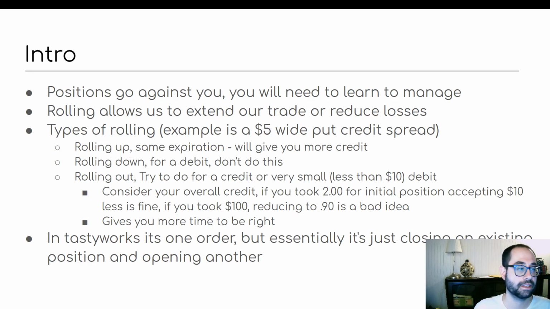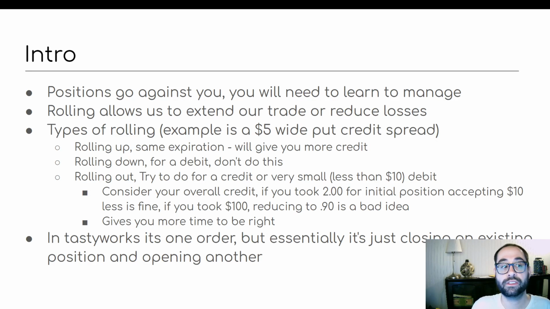And an example here, real quick, is if you sold a put spread, that means you want the stock to go up, and the stock does go up. It goes up $100. You might want to consider rolling that up to collect additional premium with the anticipation that the stock will continue to go up. But that's not usually how we use it. That's not really managing. That's trying to squeeze more money out of a trade. Specifically here, we're talking about managing losers.